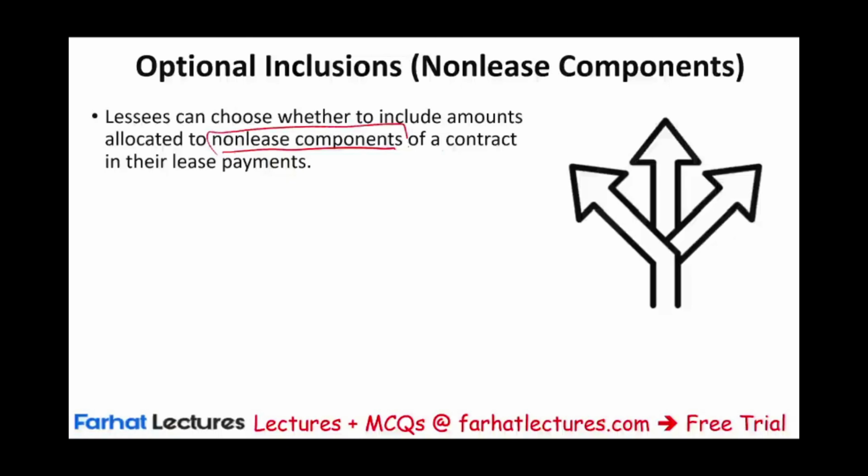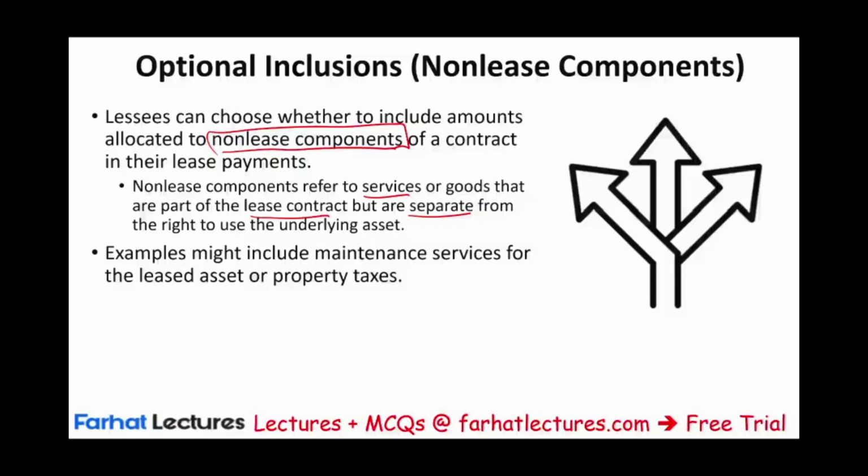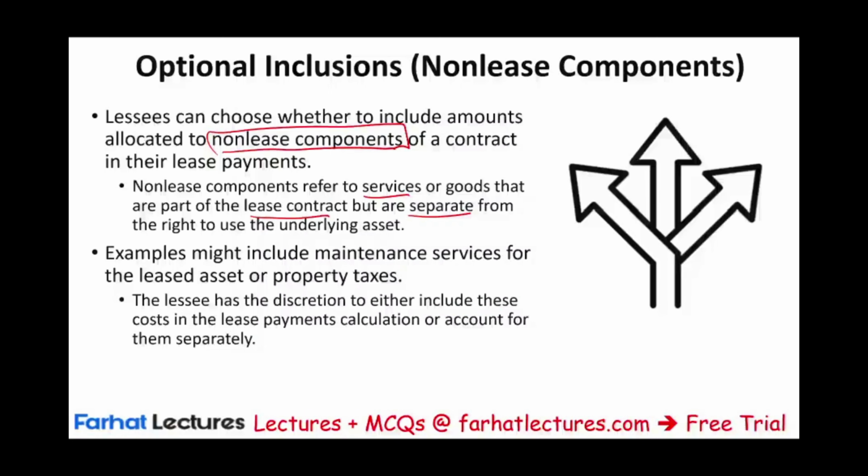Now, if you don't know what non-lease components are, we covered them pretty in depth in the prior session. Non-lease components refer to services or goods that are part of the lease contract but are separate from the right to use the underlying asset. What could be examples? Maintenance, property taxes. The lessee has the option to either include them in the lease payment or account for them separately.